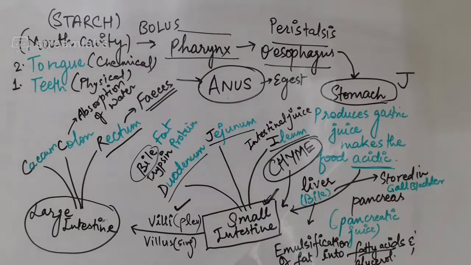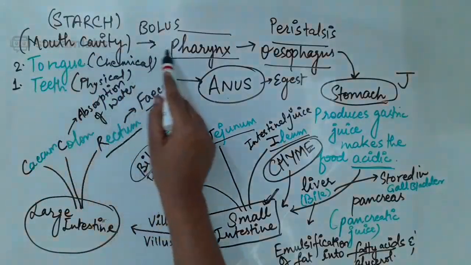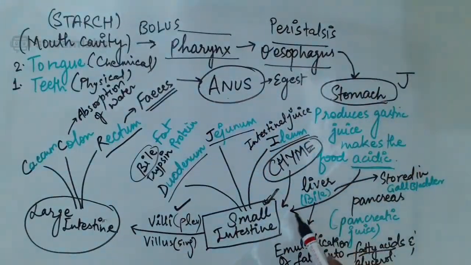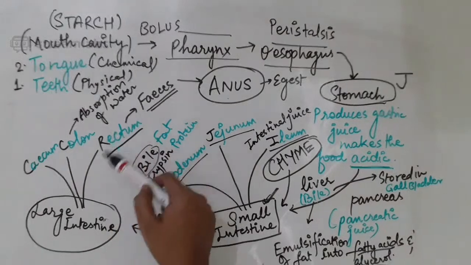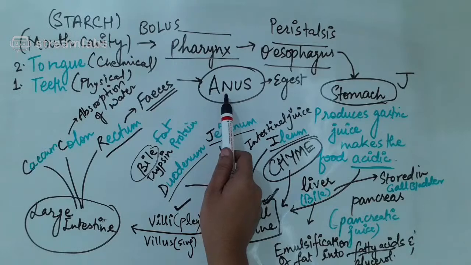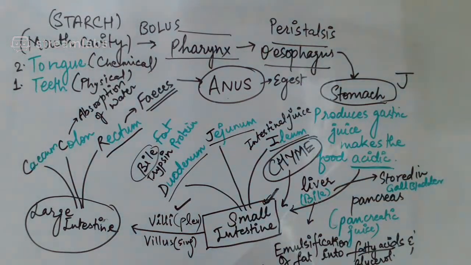All these things complete the digestive system or the digestive tract of the human body, starting from the mouth, goes from the pharynx into the esophagus and the stomach, small intestine, also the liver and pancreas, then large intestine, and finally through the rectum the feces released goes out or egested from the body through the anus.